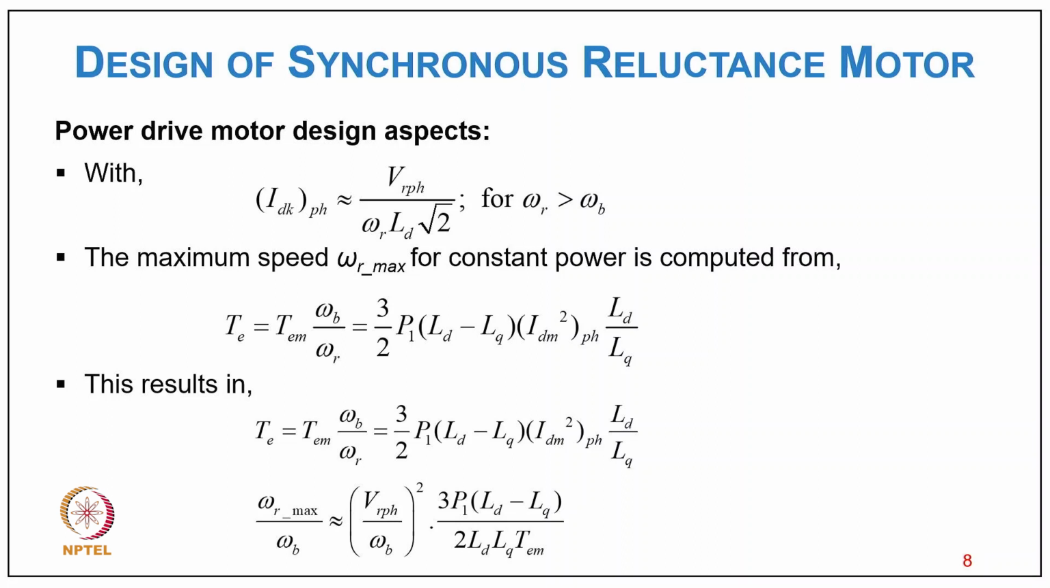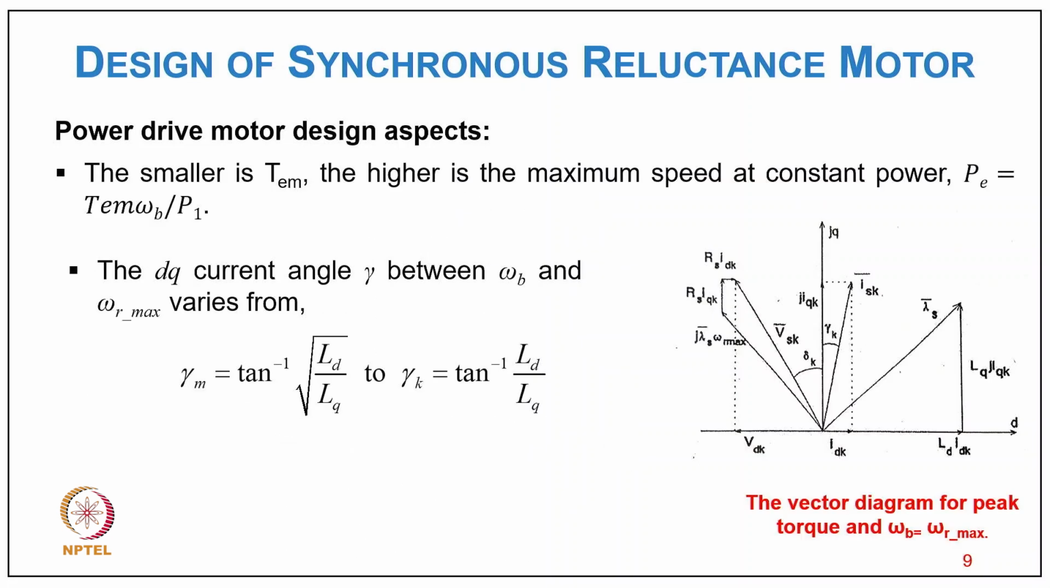So with IDM per phase will be VR phase divided by omega r LD under root 2 for omega r greater than or equal to omega b, and the maximum speed omega r max for constant power is computed from T equal to Tm omega b upon omega r equal to 3 by 2 P1 (LD minus LQ) into IDM square per phase LD upon LQ. This results in T equal to Tm omega b upon omega r, 3 by 2 P1 (LD minus LQ) IDM square LD upon LQ, and omega r max upon omega b will be equal to VR phase divided by omega b square into 3 P1 (LD minus LQ) upon 2 LD LQ into Tm.